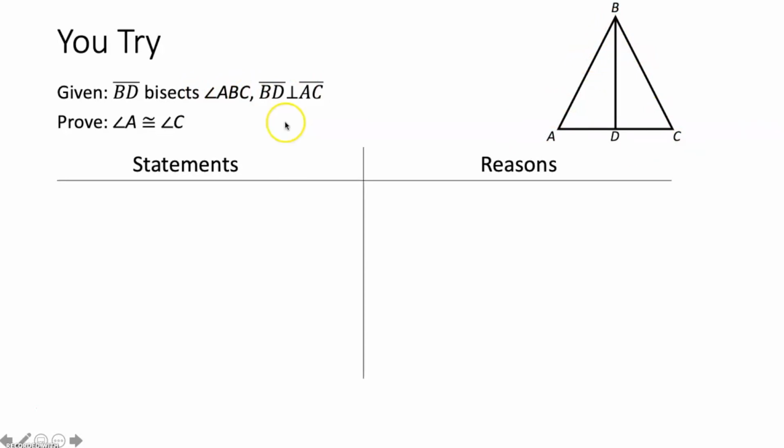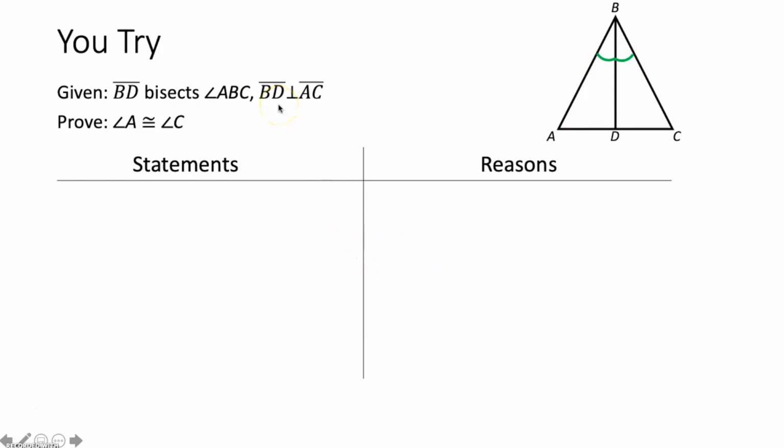So what does bisect mean? Bi means two, sect means cut. So segment BD is going to cut angle ABC into two equal parts, meaning that angle ABD is going to be congruent to angle CBD by the definition of angle bisector. So that's something we're going to have to state later on in our proof.